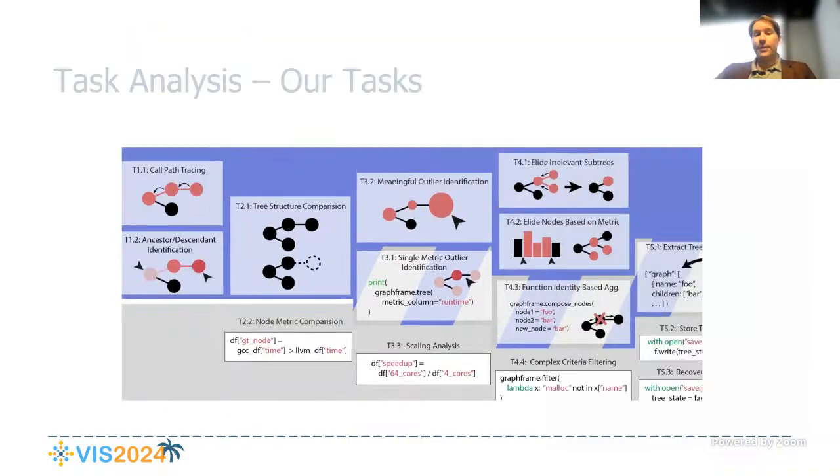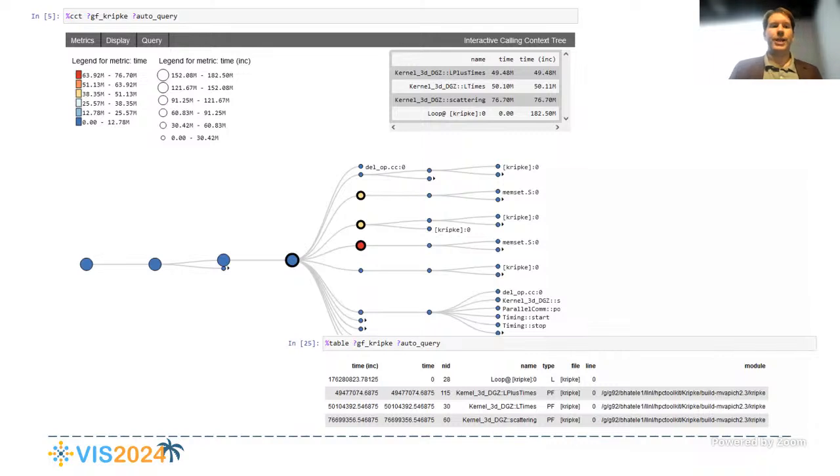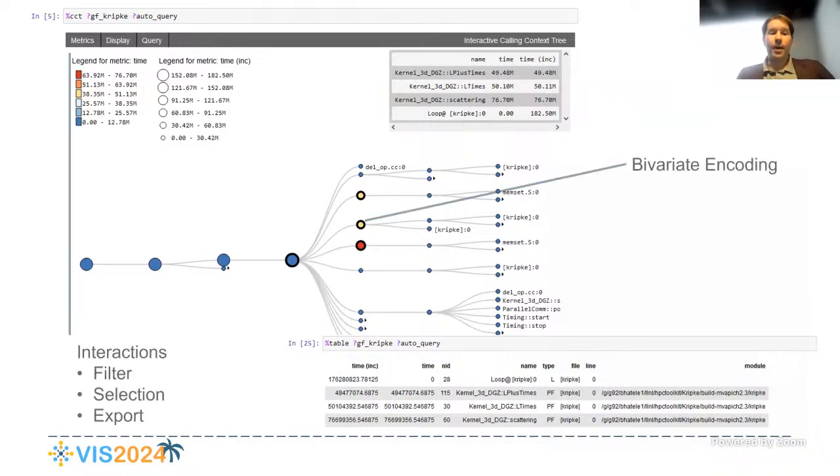Now, we took all of these tasks, all of the tasks that we got from our users, and we assigned them to either visualization or scripting using this approach. And using that, we built the following visualization: a calling context tree that was designed to be embedded inside of a Jupyter notebook. It supports a number of basic point-and-click interactions, and we also used bivariate encoding to show those multiple variables to our users all at the same time.